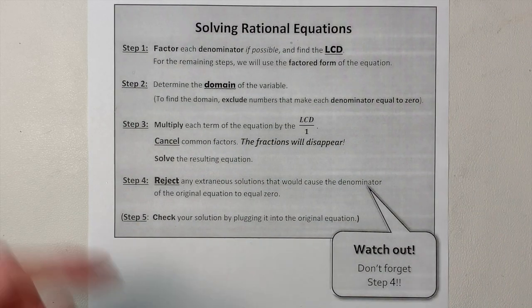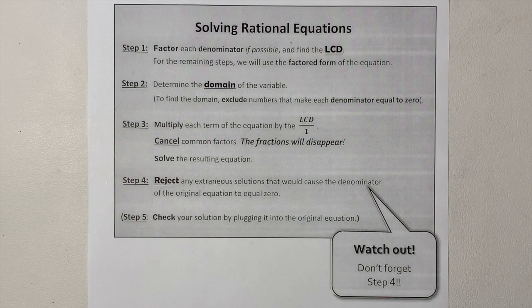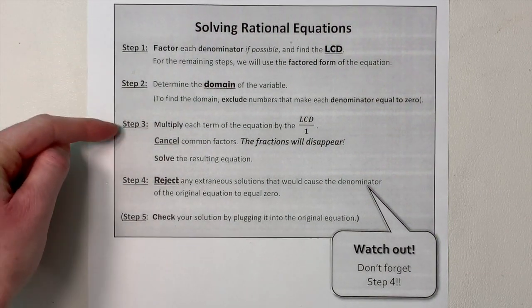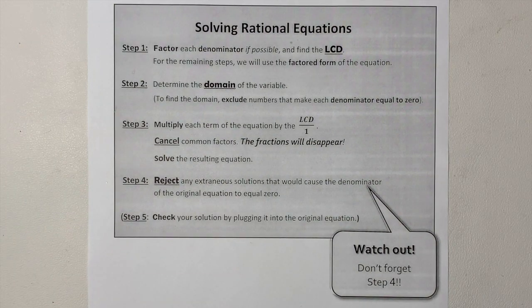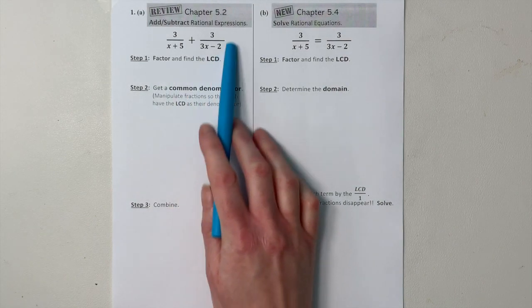To start, these are the steps we're going to follow when we're solving any rational equation. We'll go through each of these steps one by one as we solve the example problems. Before we learn how to solve a rational equation, we're going to review what we learned in Chapter 5, Section 2. In Chapter 5, Section 2, we learned to add or subtract rational expressions, like you see here.